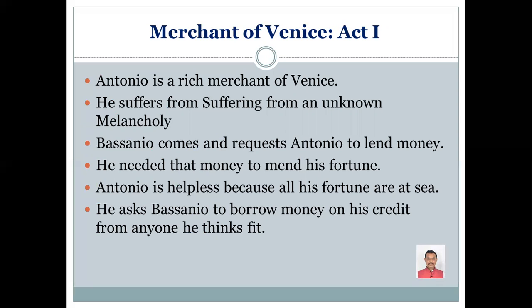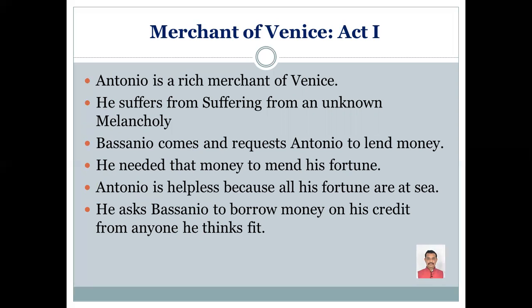And Bassanio, who is in love with Portia, wants to marry her, and after marriage he can also get a right over her property, and with that property and money he wants to mend his fortune and pay his debts. And in order to meet Portia, in order to go to Belmont, he wants some money, and that's why he has come to his good friend Antonio and asks him for money.